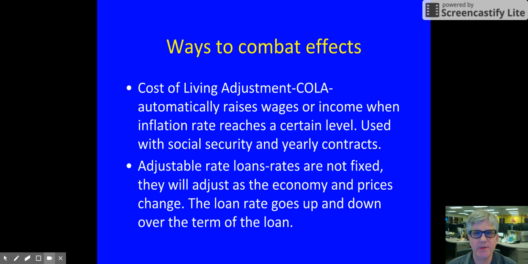Cost of living adjustments and adjustable rate loans are ways to combat inflation. These raise wages or income when inflation reaches a certain level. And this is what banks use, so they're not fixed rates; they adjust as the economy gets worse or inflation goes up. So you don't want an adjustable rate loan, but you do want a cost of living adjustment.